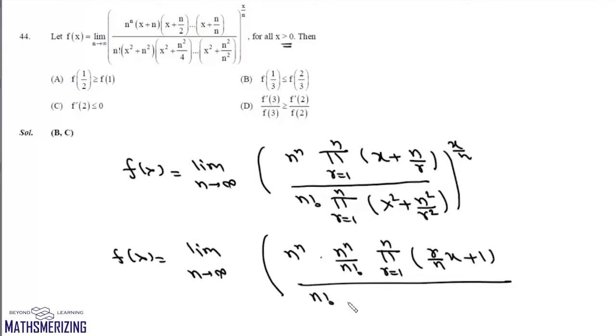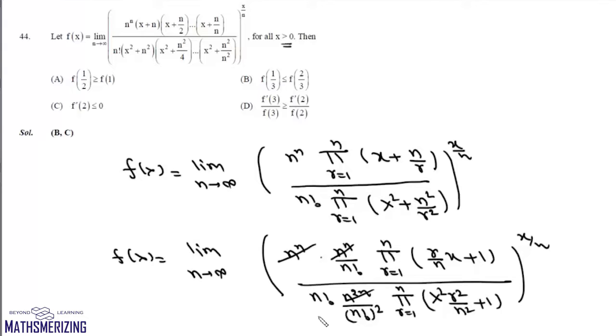And here also we'll take n²/r² common. So if we take n²/r² common, it'll be n² n times, so it'll be n to the power 2n upon, now this is the product of r squares, which is factorial n square, and then this product, r varies from 1 to n, of (x² r²/n² + 1) whole to the power x/n. Now n to the power 2n will cancel. Factorial n square will also cancel.